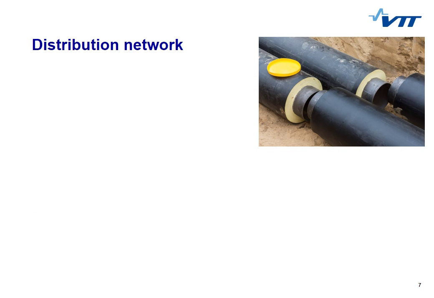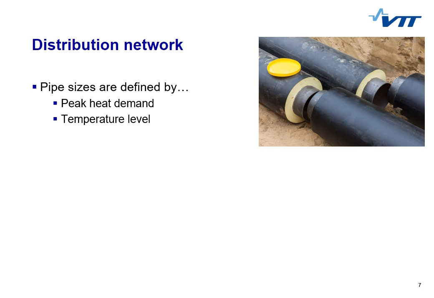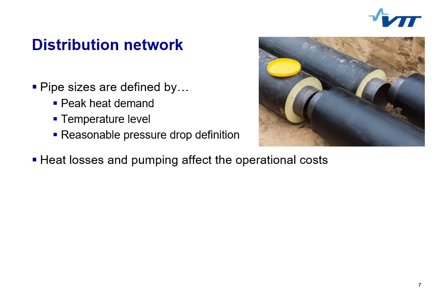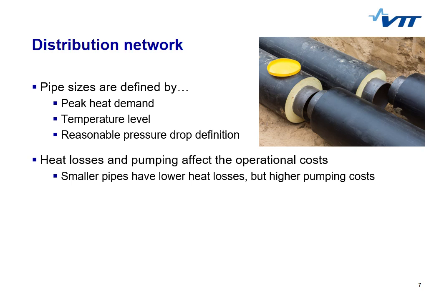Distribution network design is focused on pipe size definition. The network represents a large share of the investment costs and is therefore a significant part of evaluating the feasibility. Pipe sizes are defined by peak heat demand of each consumer, the chosen temperature level, that is the temperature difference at each consumer at design point, and reasonable pressure drop, usually defined by the structural pressure of the pipe material used. Heat losses and pumping costs form the operational costs of a distribution system. Smaller pipes have lower heat losses but higher pumping costs. Heat losses are usually the more relevant factor, but this depends on the value of heat and electricity in an investigated system.